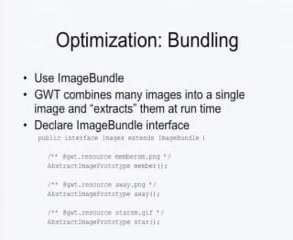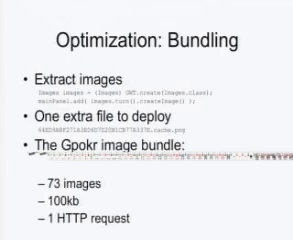Here's an example of declaring an image bundle. You just declare an interface, one method per image that you want to use, and you also specify the location of the image. The GWT compiler picks this up and generates the bundle for you to deploy. In your code, when you need to extract the images, you just need to create that image interface with deferred binding, which is the first line in there. And then you could use that interface to call the methods on it to actually get the images.